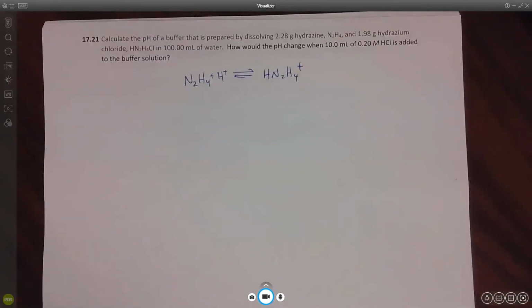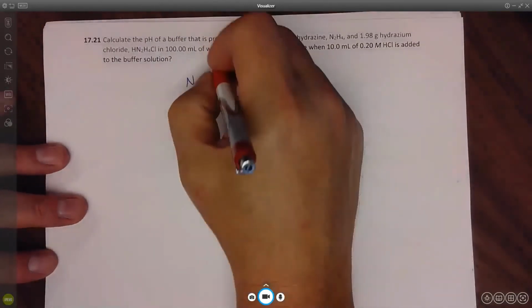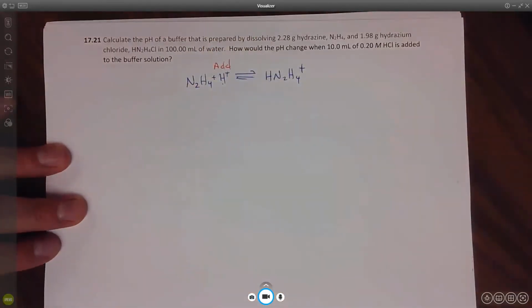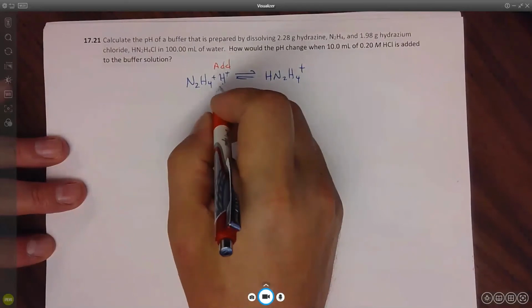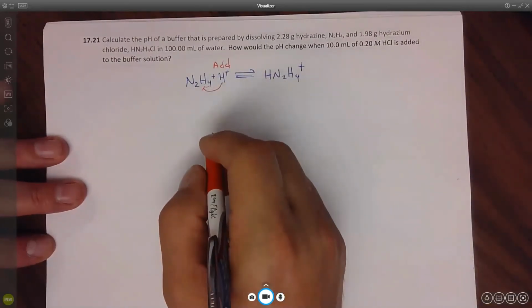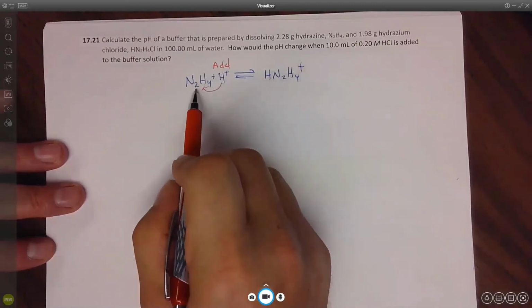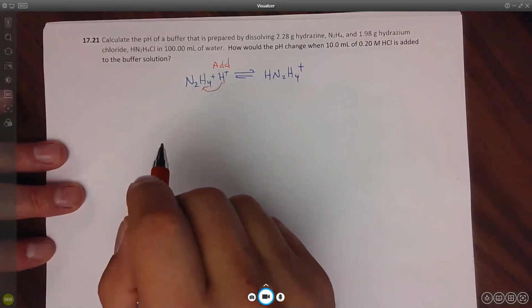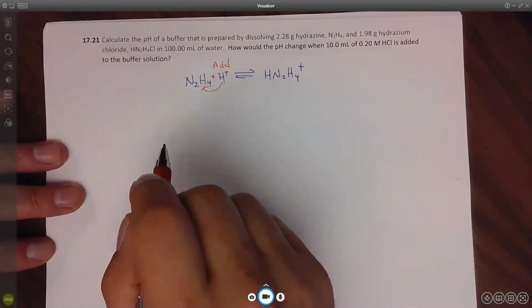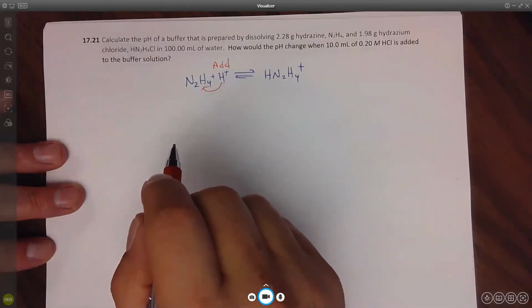So if we're going to add acid to it, we're going to assume that all the acid we add is going to react with the base. So that means we're going to lose the same number of moles of base as we added acid. But what else happens when we do that? We can't create nor destroy matter, right? Law of conservation of matter.